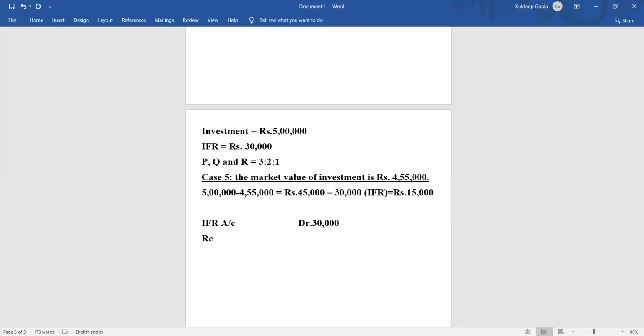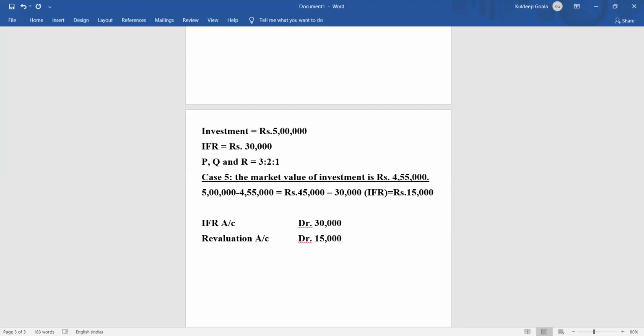So revaluation account debit. Clear? How much is the loss? 15,000. So the revaluation account will be debit 15,000. Is it clear, everyone? Okay, so investment fluctuation reserve account debit. IFR means investment fluctuation reserve. Investment fluctuation reserve account debit 30,000 we are taking. Then revaluation 15,000 the loss, and both these losses we are going to bear.